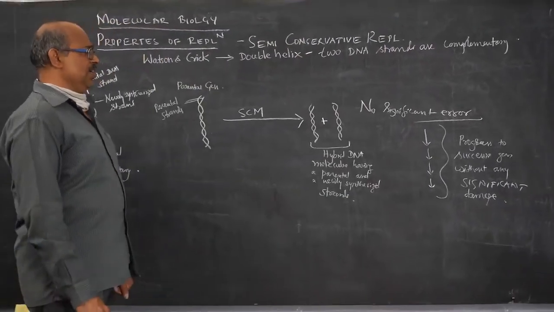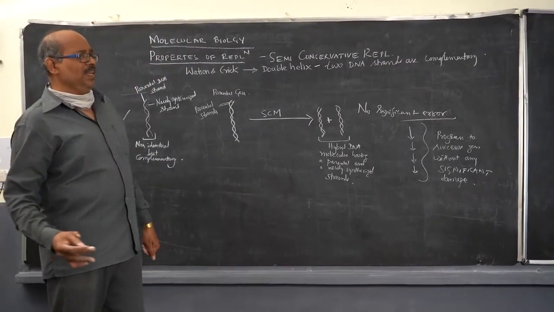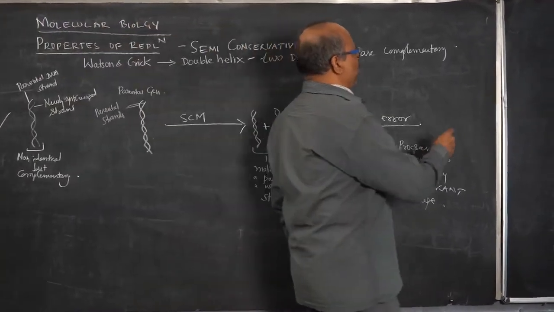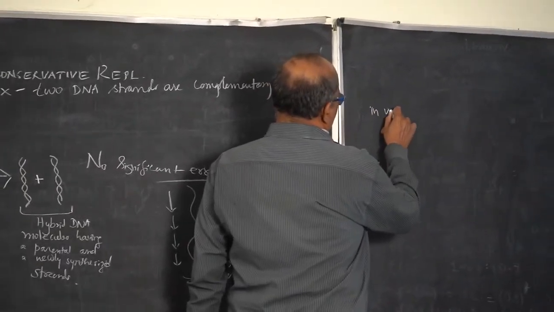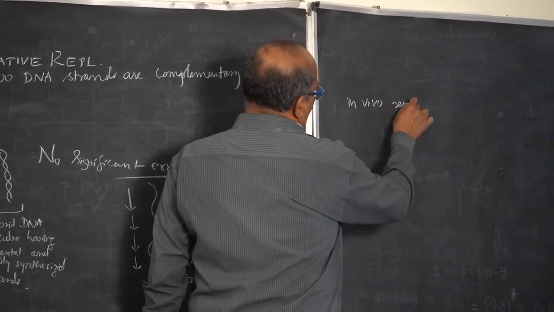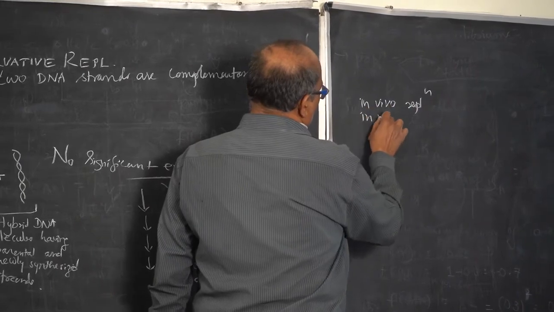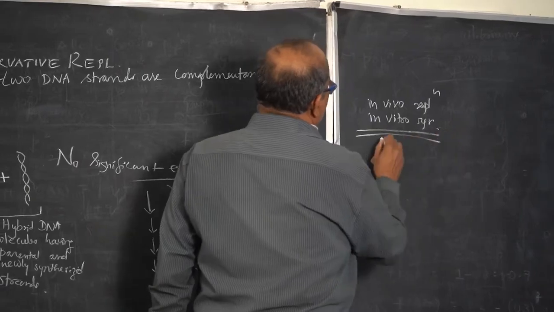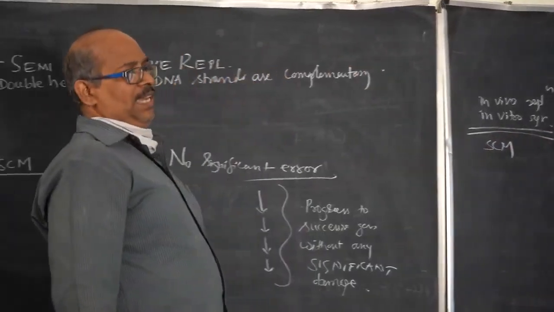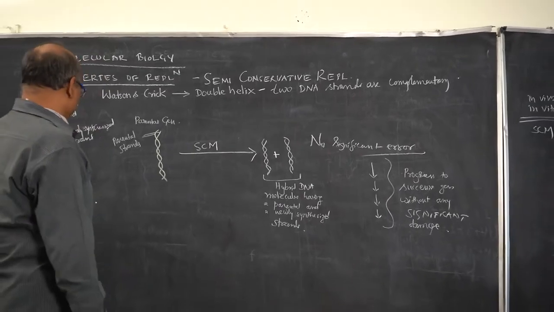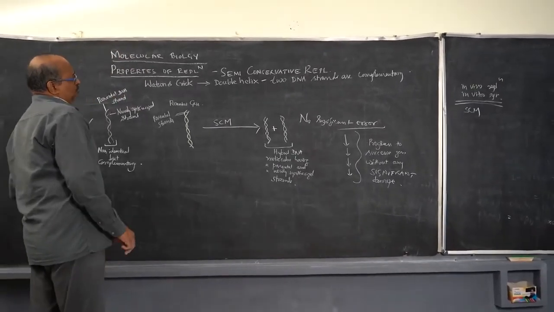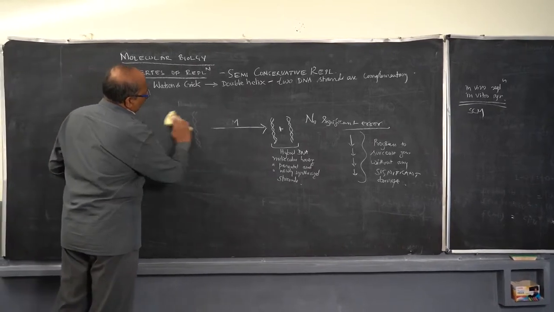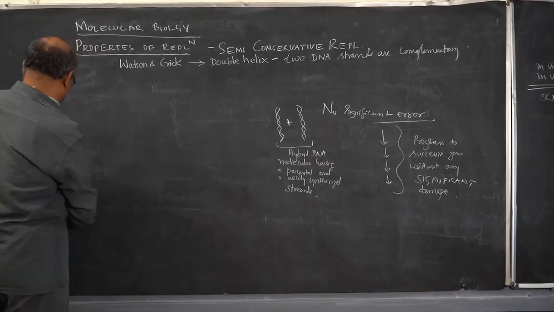So that was the reason people have concentrated only on the semi-conservative mechanism, whether it is in vivo replication or in vitro synthesis. The replication follows a semi-conservative mechanism. The experimental evidence for this mechanism was given by Meselson and Stahl.